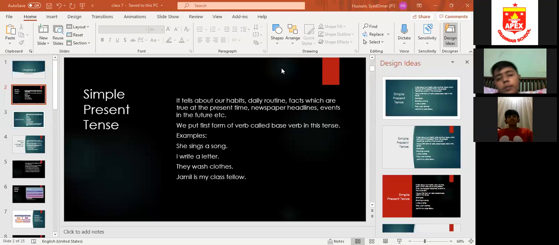Okay. Now students, simple present tense tells about our daily routine, our habits, universal truth, facts, events. All these things we are going to write in simple present tense. Now students, which verb are we going to use in simple present tense? Because it is related to present, we have to use the base verb. Base verb means the first form of verb. Clear?